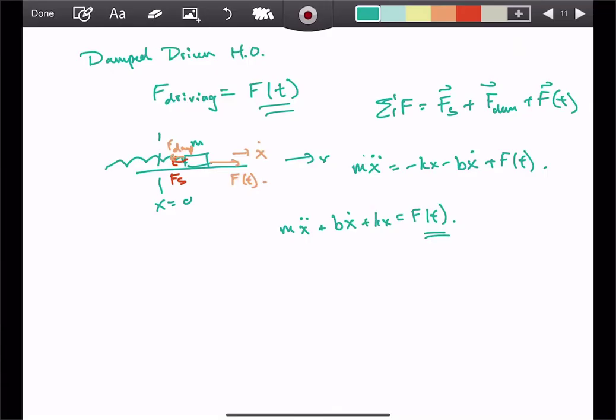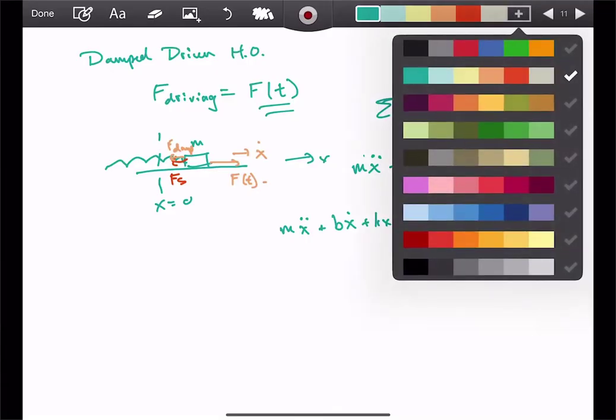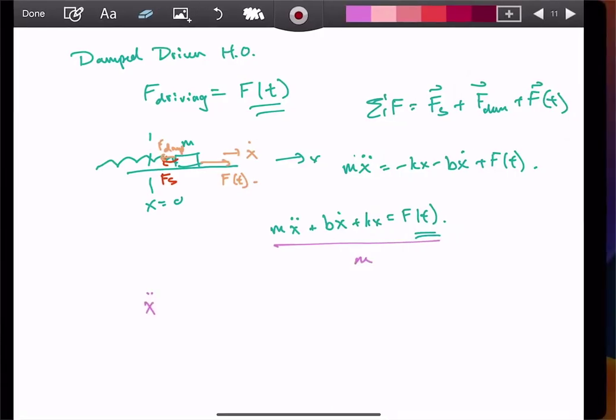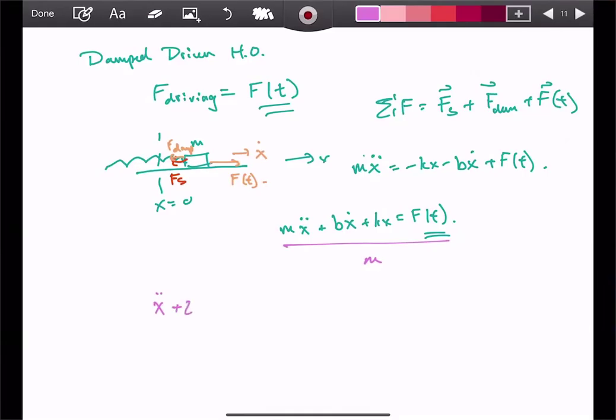And let's go a little bit more concrete into this. Let's actually divide both sides by m. So let's rewrite this as x double dot plus 2 times beta x dot plus omega 0 squared times x is equal to little f of t, where little f of t is equal to big F of t per unit mass. Okay, so good.